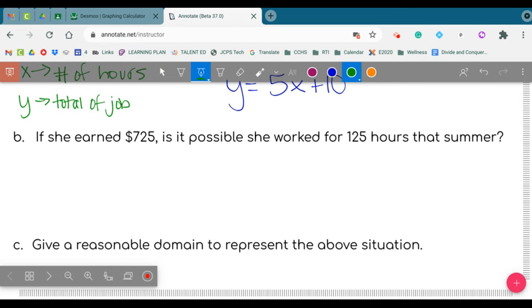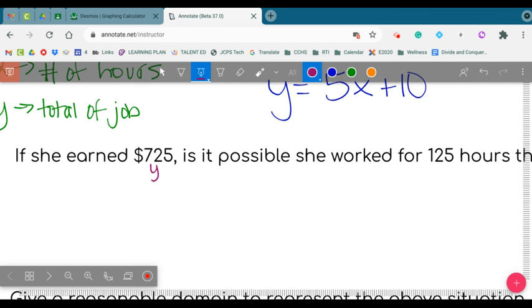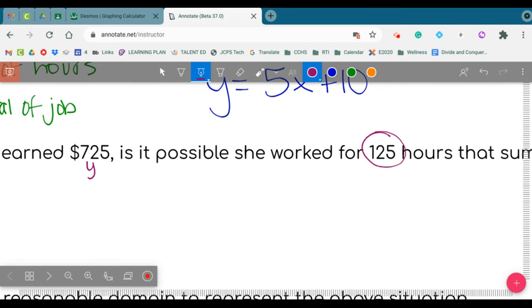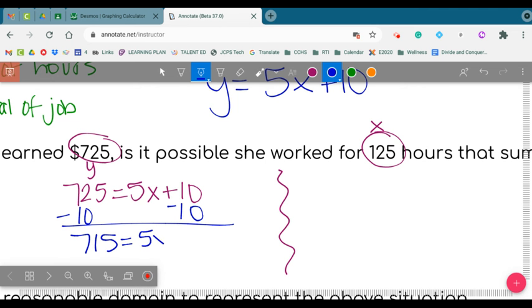So if she earned $725, is it possible she worked 125 hours that summer? So 725, this is what we're going to plug in for y. And we're going to see, does it equal this? Or you could plug in 125 for x and see if it equals this. It doesn't matter. So I'm going to do it 2 different ways for you guys. So the first way is you can plug in 725 for y and solve for x. Subtract 10. You get 715 equals 5x.